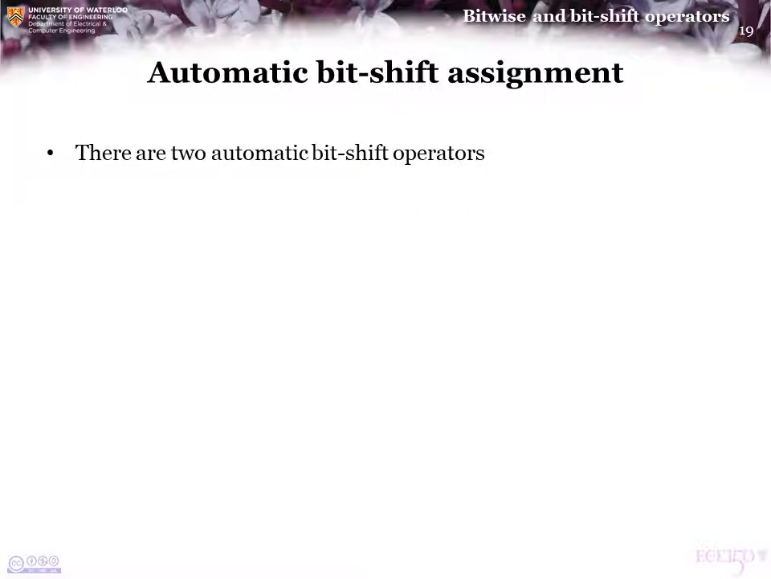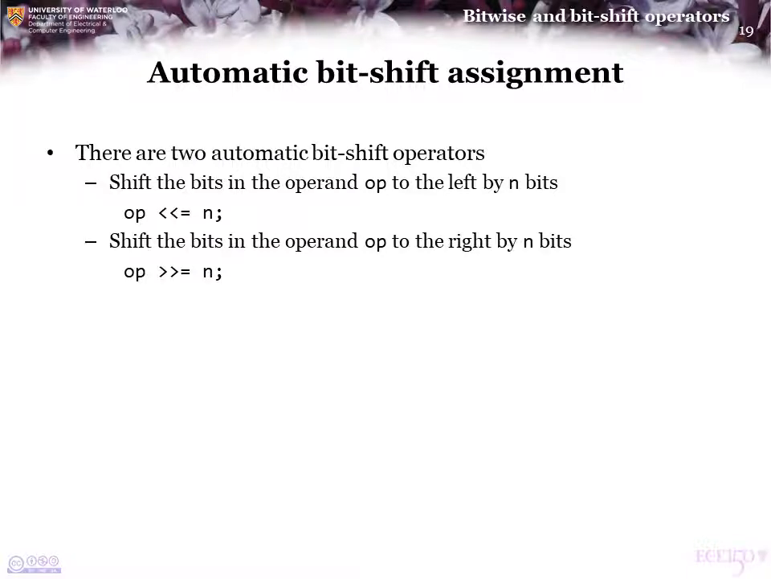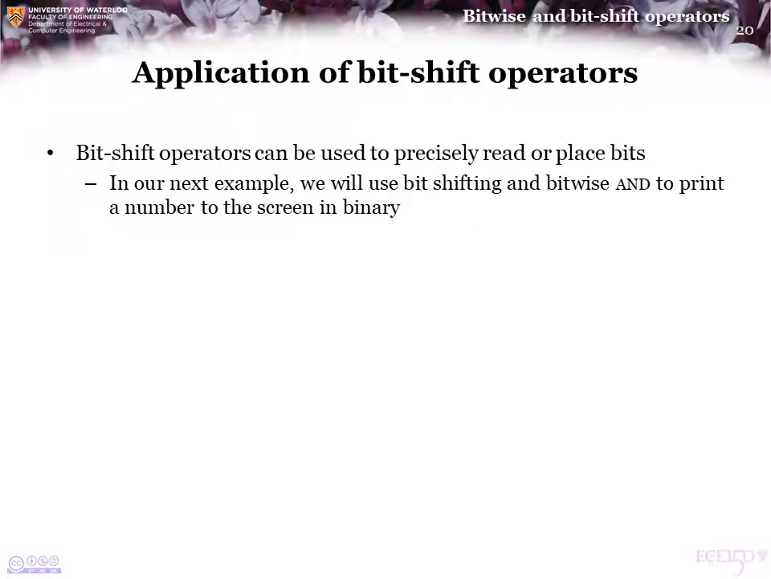Now, there are two automatic bit shift operators as well, as you may expect. OP left shift equals n would shift the bits of OP left by n bits. Similarly, OP right shift equals n would shift the bits of OP right by n bits. n must be a positive integer.